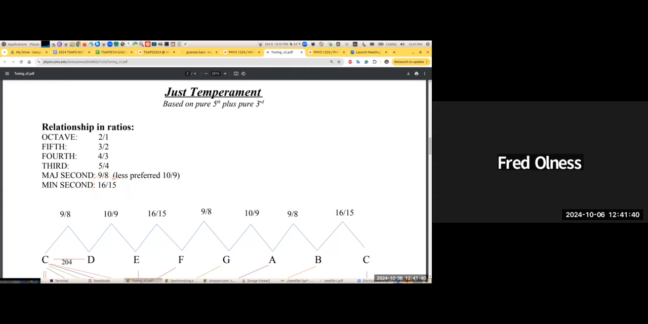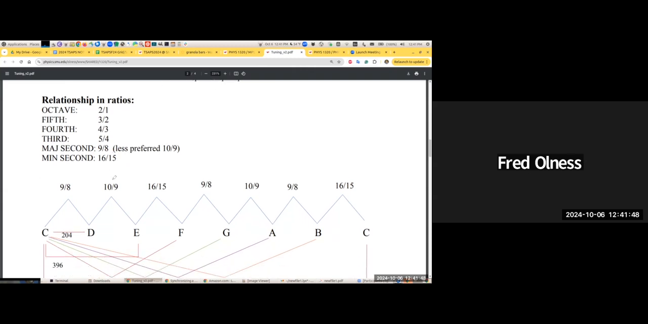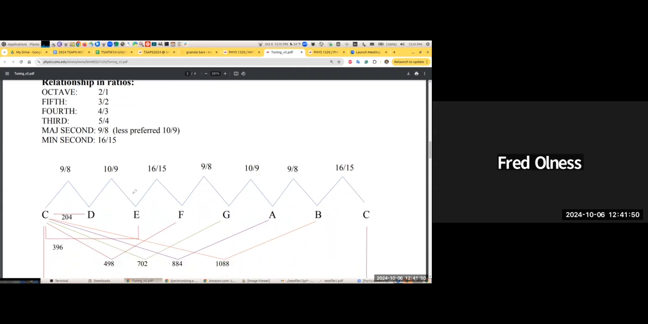So it looks like things are perfect and we can actually use this to solve all our problems, but let's try it out. What we find is if we say the fifth has to be perfect, here's the fifth, that's C to G, and in terms of cents that's 702, or that would be a 3-2 interval. Okay, that's good. And now we want the third to be good. The third here is C to E. We want that to be a 5-4 interval.